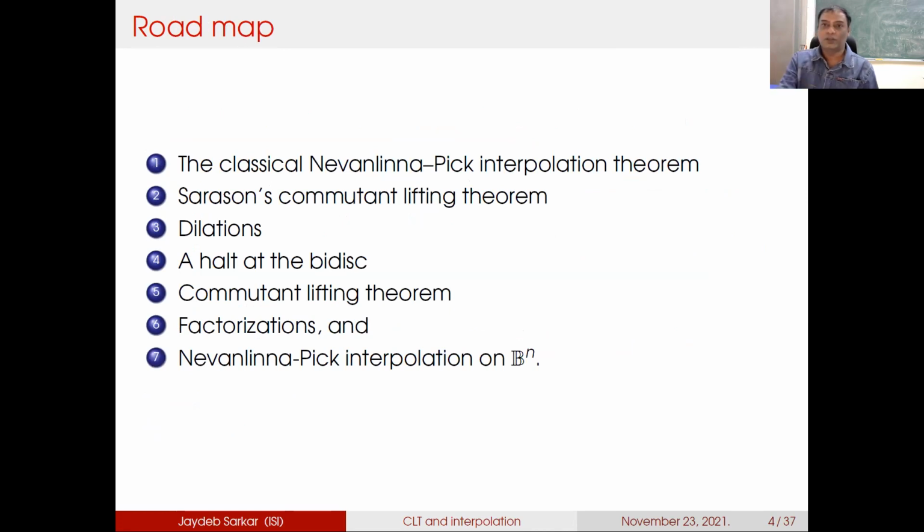And here is our roadmap for today. So first we'll talk about the classical Nevanlinna-Pick interpolation, then Sarason's commutant lifting, then move to dilation, take a halt at the bidisc. Of course, bidisc is not the focus of this talk, but I think it is not right to not touch Agler's result while you talk about interpolation. Then we'll talk about several variable lifting in our setting, and then some factorizations, and finally Nevanlinna-Pick interpolation on the ball.